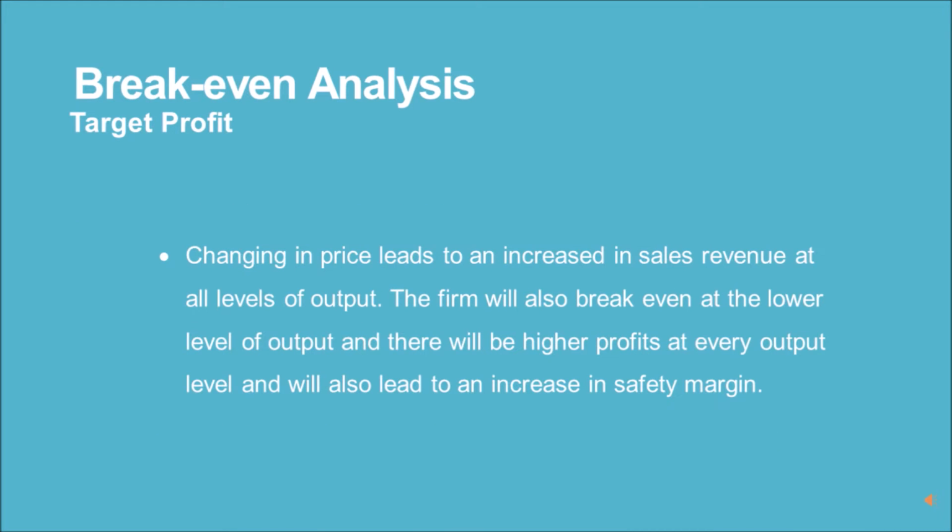A change in price leads to an increase in sales revenue at all levels of output. The firm will also break even at a lower level of output, and there will be higher profits at every output level, which will also lead to an increase in the margin of safety.